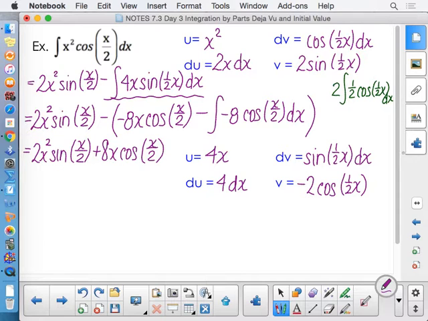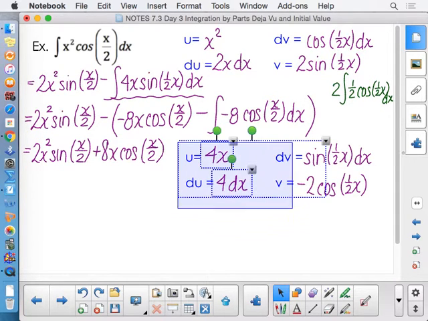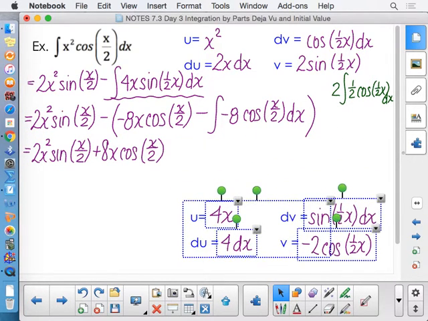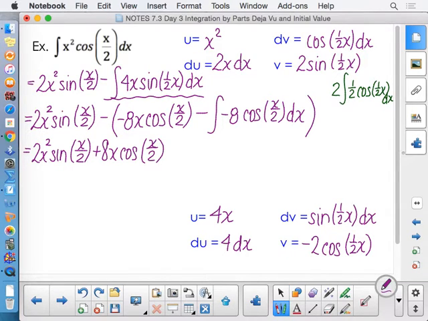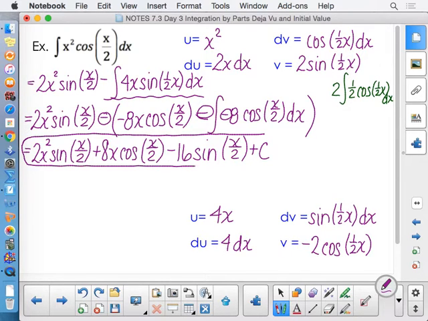So final answer here, and let me move these guys over and out of the way for a second. We're going to end up with a minus 16 because we've got a minus here that's going to distribute to the minus here and a minus sitting in there. And there's our final integral.